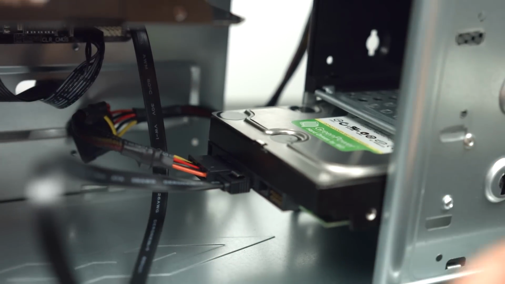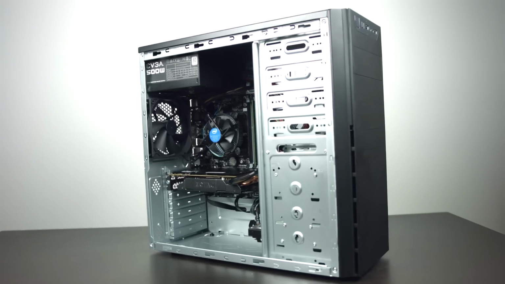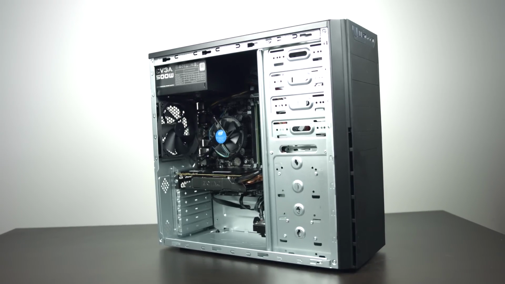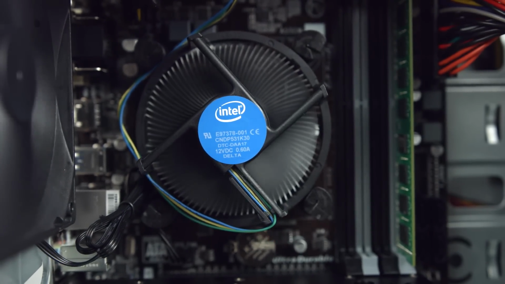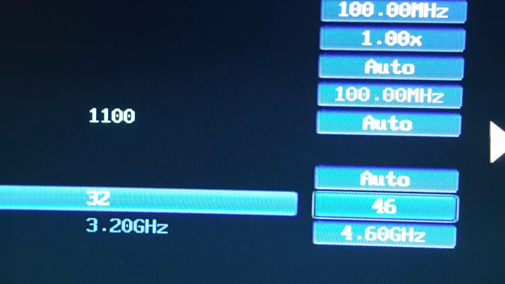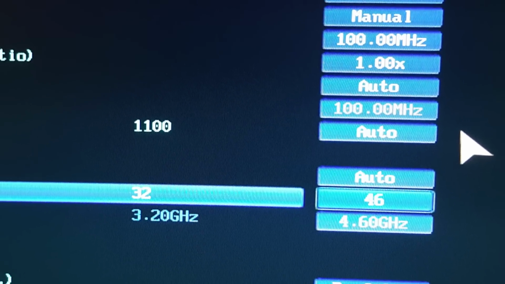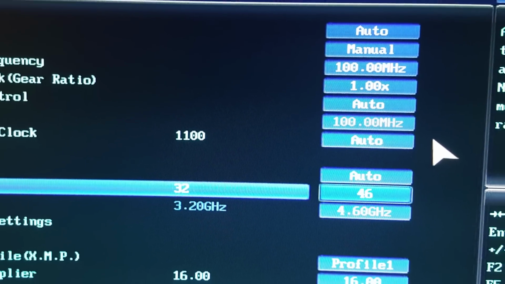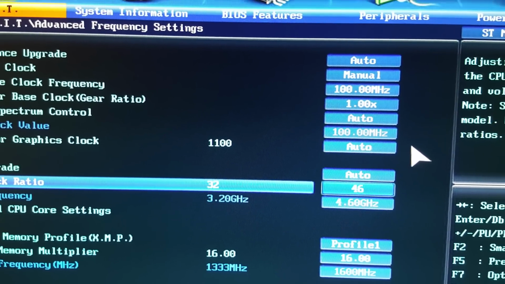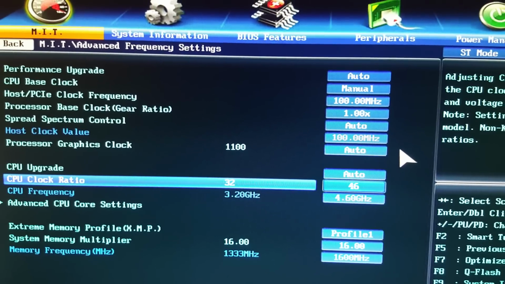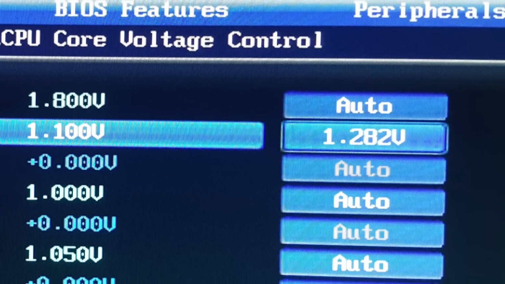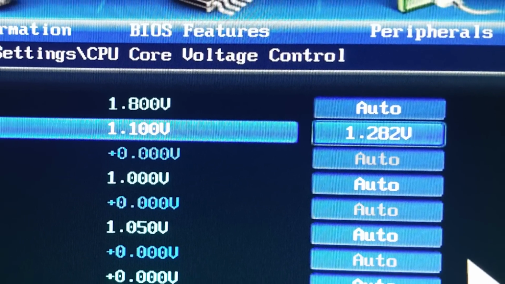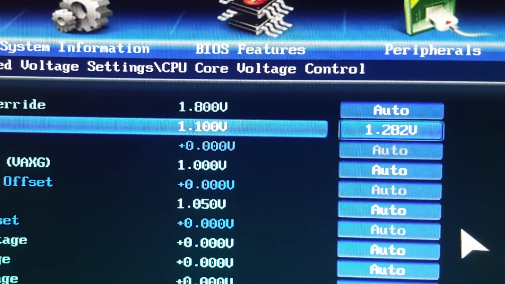And in essence, we're now done our build and ready to start installing all of our software and start tweaking some of our settings to really get the most performance possible out of this system. Now, in terms of our overclock settings, what I personally did is I set the CPU clock ratio to about 46, giving us an overclock to 4.6 gigahertz on the turbo end. And in terms of our voltage, I set the core voltage to about 1.28 volts. This is the sweet spot for my chip.